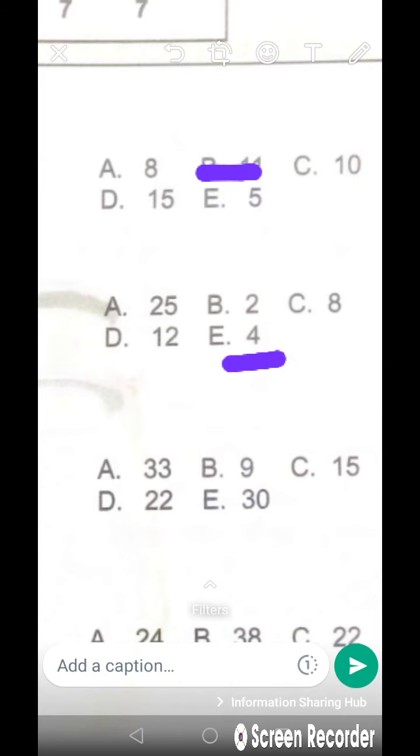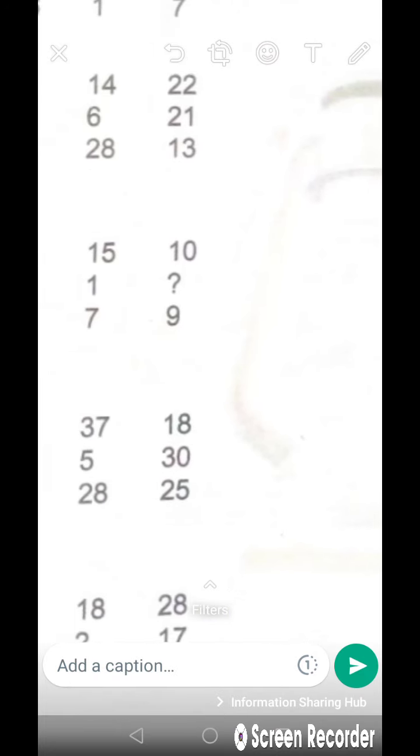So by the time you had 28 plus 13, that's 41. What can you add to 41 to make it 45? It's just 4. So the answer to this number 2 is 4. So this is the answer. So let's move to the next one.